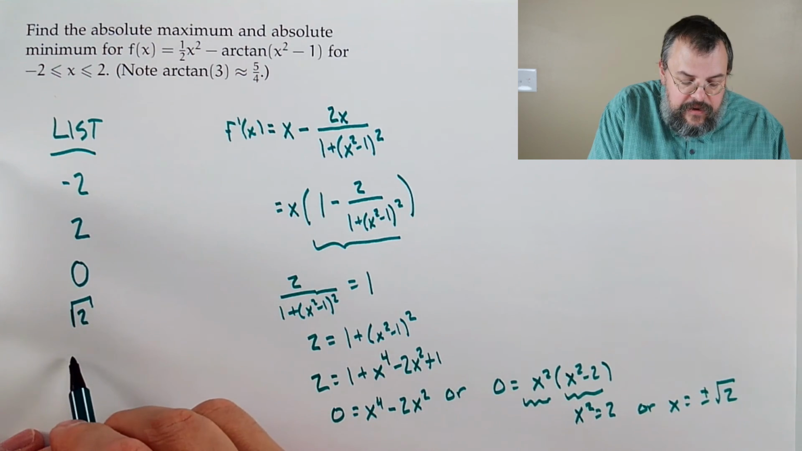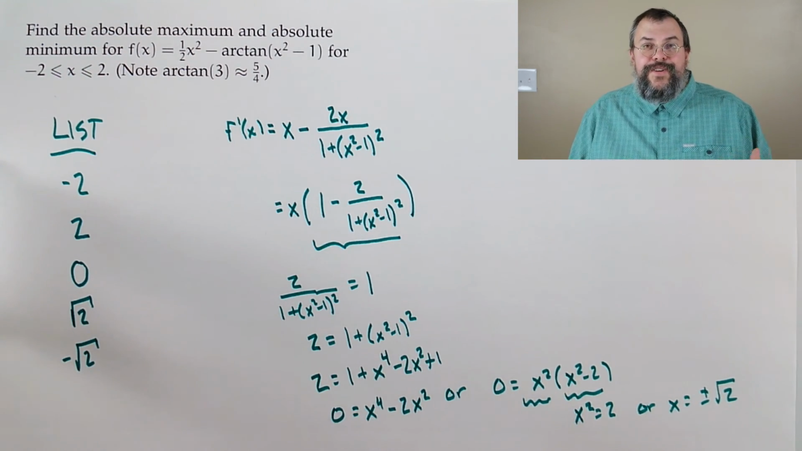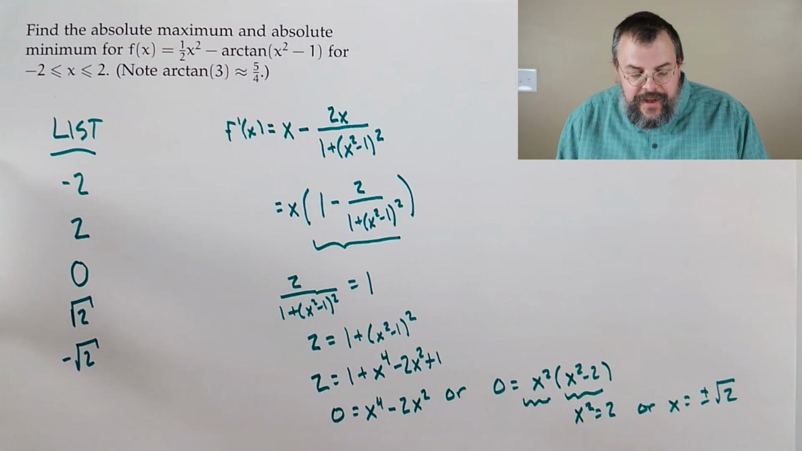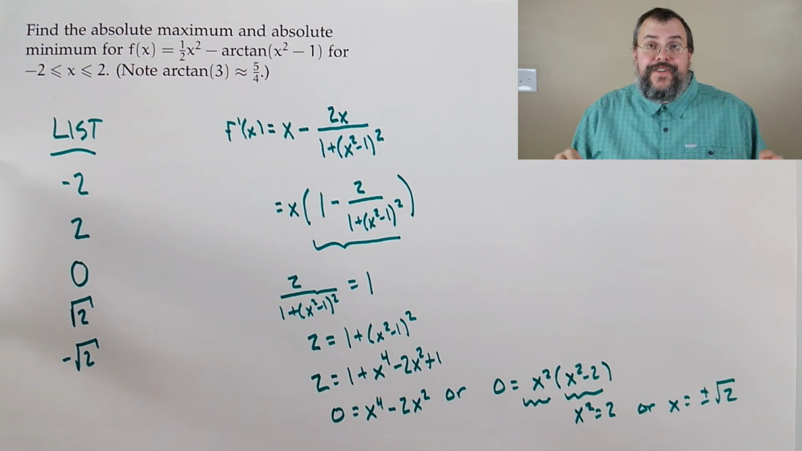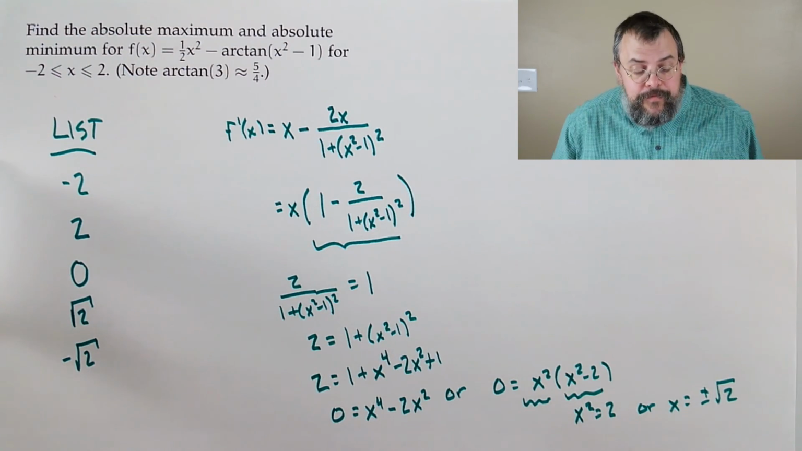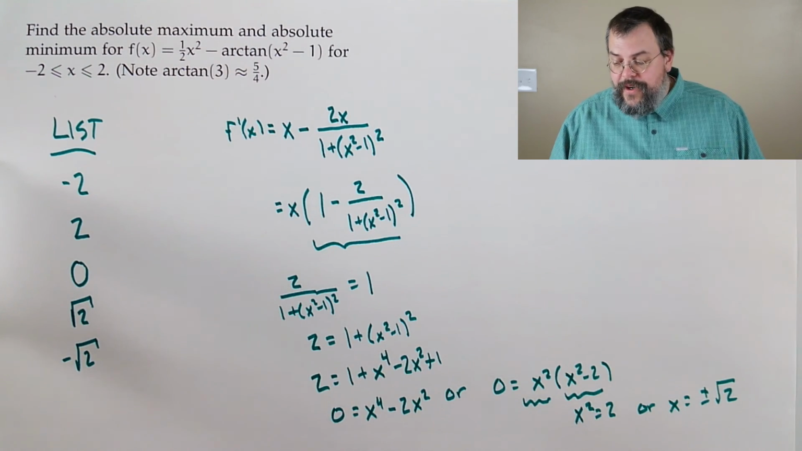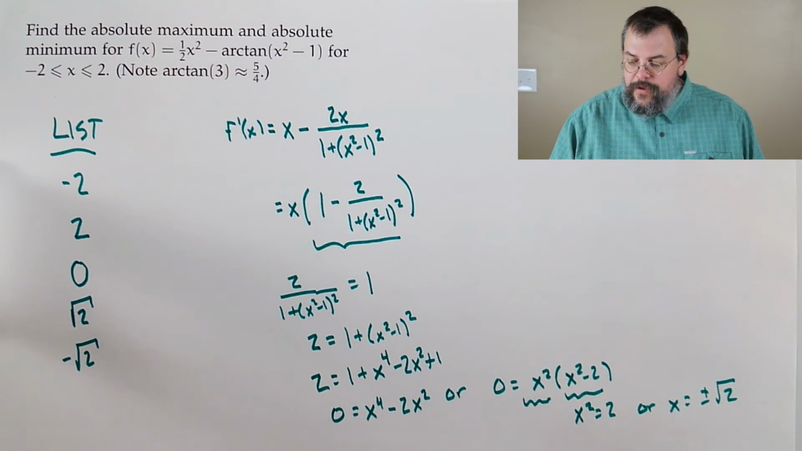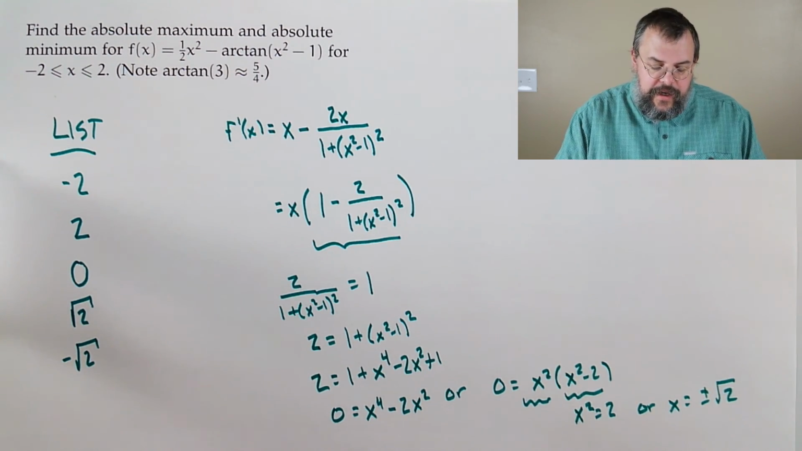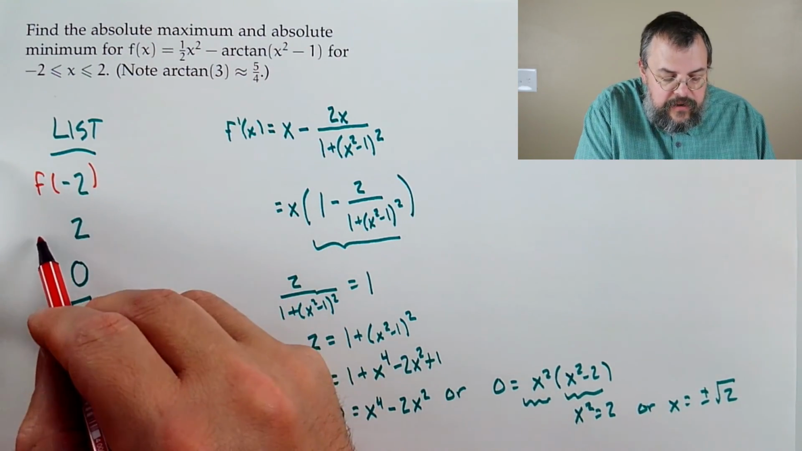It's kind of a very 2-y list. We have plus 2, minus 2, plus root 2, minus root 2. And that's our list. Good, we've made our list. What comes next? Well, the next thing is we plug all these points into our function. So we're going to now plug every single one of these points into our function and see what happens.